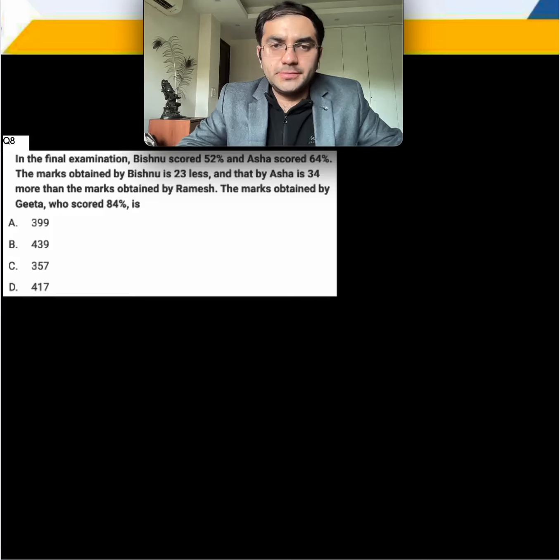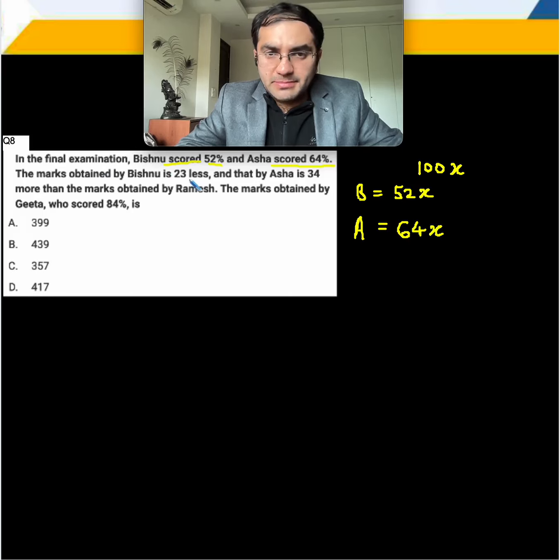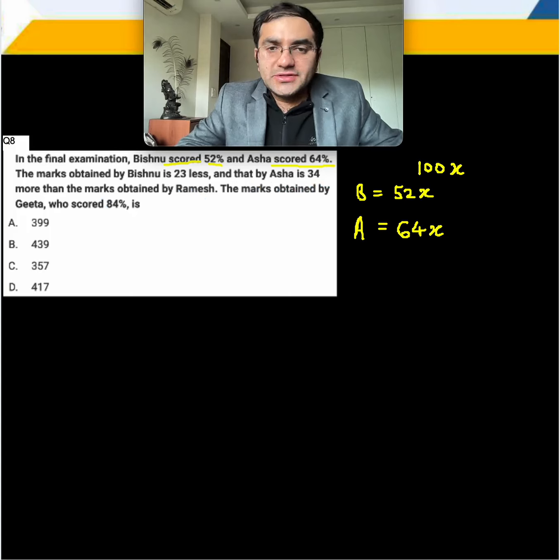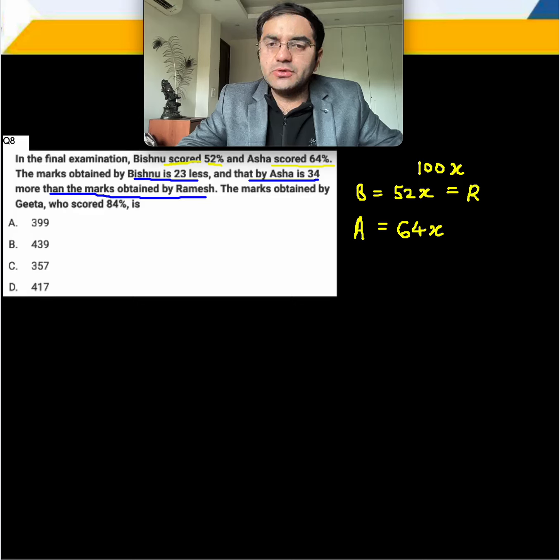Simple question on percentages. In the final exam, B scored 52% and A scored 64%. So let me take the total as 100x. So B scored 52x and A scored, Asha scored 64x. ठीक है. Next, what happened? Marks obtained by B is 23 less and by A is 34 more than Ramesh or R. B is 23 less than R, A is 34 more than R. So B is equal to 23 less than R, R minus 23. A is 34 more than R, R plus 34.